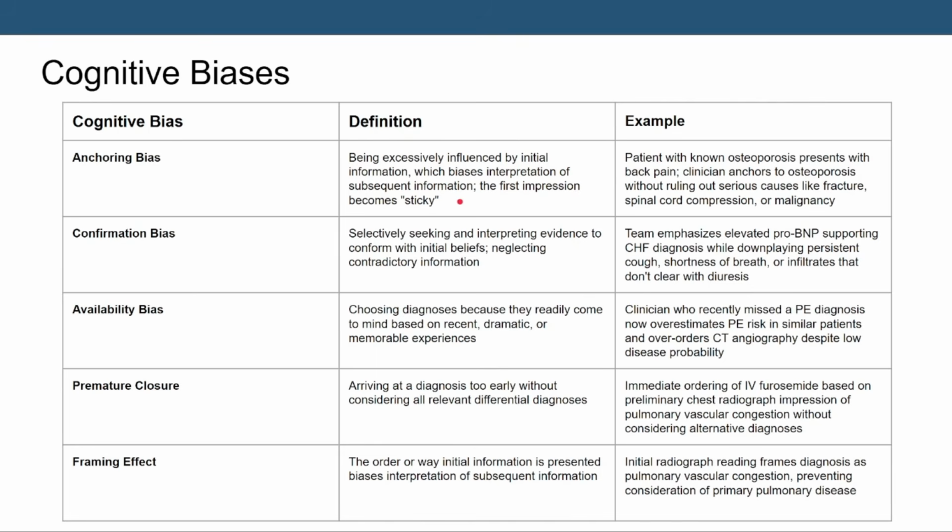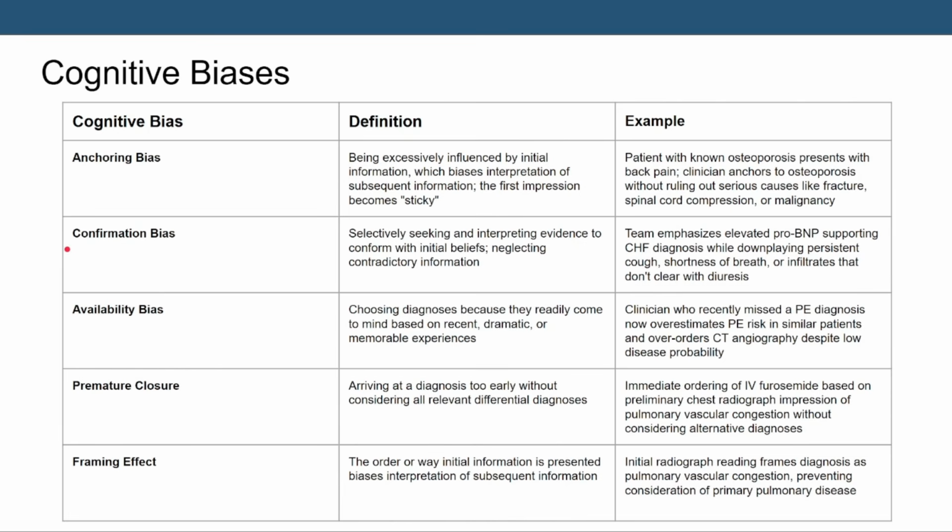So to get started with the cognitive biases, I will discuss anchoring bias, which is very common. Basically, it's being excessively influenced by initial information, which biases the interpretation of subsequent information. The first impression is going to stick to your mind and you will stick with that diagnosis. So an example would be a patient with known osteoporosis presents with back pain. Here the clinician anchors to osteoporosis without ruling out serious causes like fractures or malignancy or spinal cord compression.